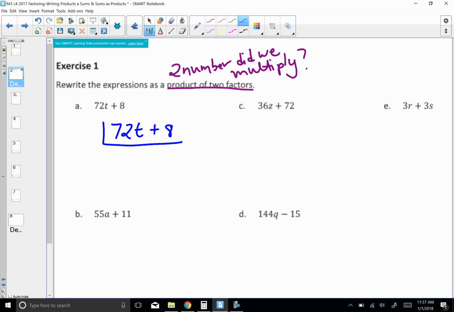All right, 72 and 8. Looking at those numbers, what's the greatest factor you can think of? You might not find the greatest one right away, but what's a common one? A typical answer is 2 because they're both even.